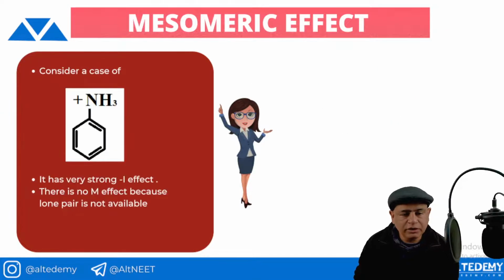Got the point? Consider the case of C6H5NH3 plus. Now, as I told you, there is no plus M, no minus M, no mesomeric effect, because there is no vacant orbital. It has a positive charge, but there is no vacant orbital, and there is no M effect because a lone pair is not available here. So it will have only minus I. Why minus I? Because nitrogen is more electronegative than carbon. That's why it will be pulling the electrons.